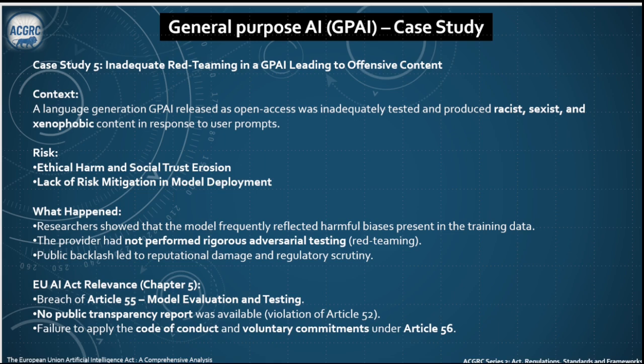What happened? Researchers showed that the model frequently reflected harmful biases present in the training data. The provider had not performed rigorous adversarial testing, which is known as red teaming. Public backlash led to reputational damage and regulatory scrutiny. Hence, this was a breach of Article 55 on model evaluation and testing. No public transparency report was available, which violated Article 52. There was also a failure to apply the code of conduct and voluntary commitments under Article 56.